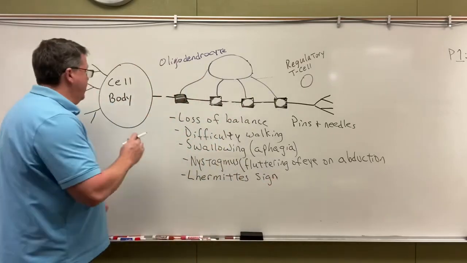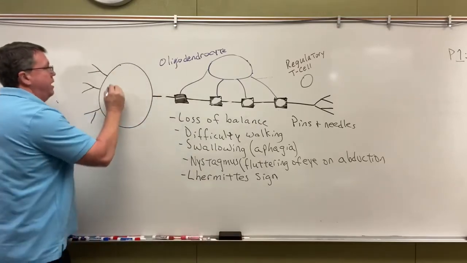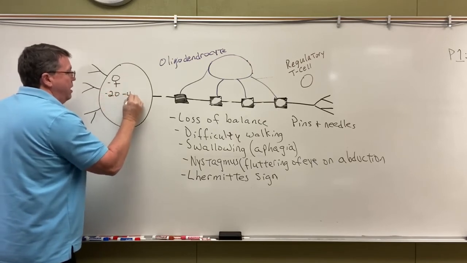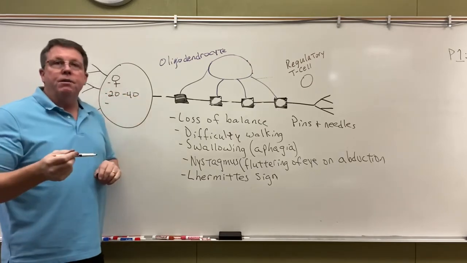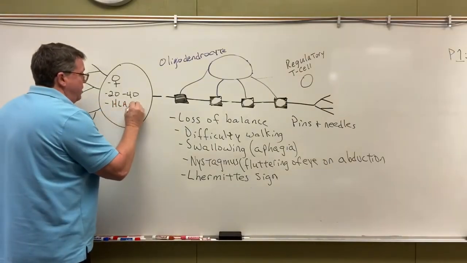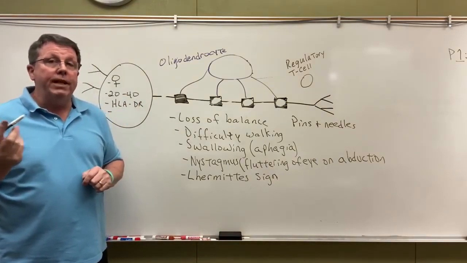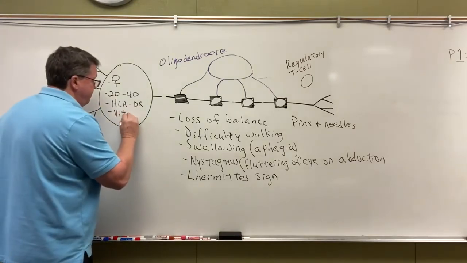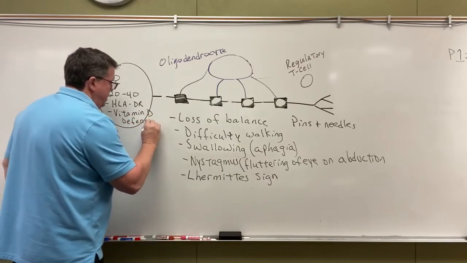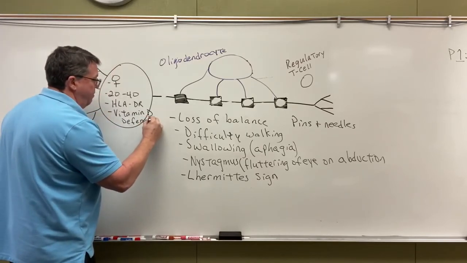Just some things really quick. Usually this is more likely to occur in females, so it's more common in females. Usually it's diagnosed between the ages of 20 and 40. They think there's a genetic component to it. In fact, there is a genetic component to it. In fact, the gene is HLA-DR. And then they also think it might be related to vitamin D deficiency.